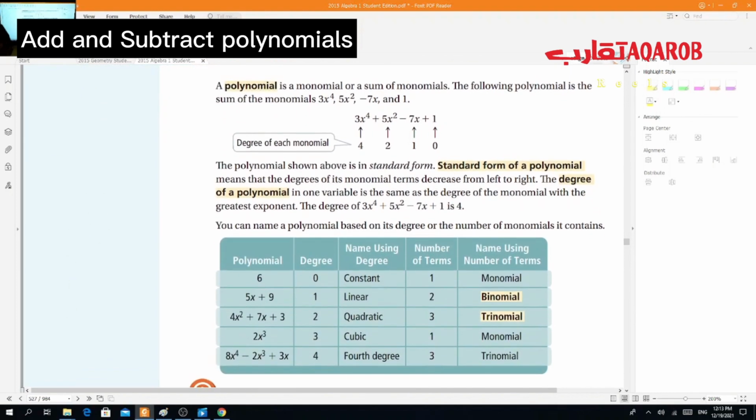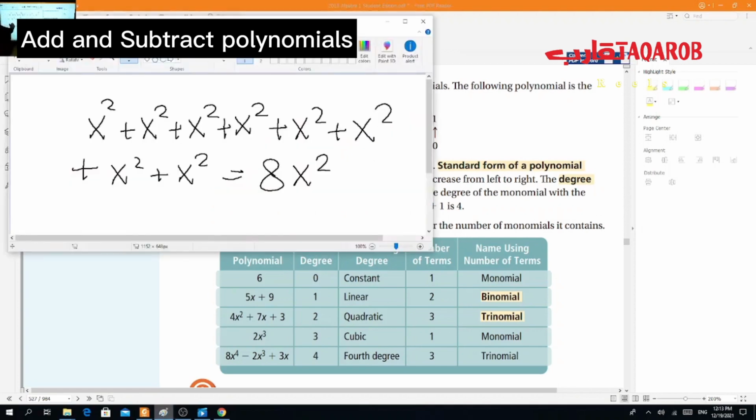Now, what's a polynomial? A polynomial could be a monomial or more than one monomial added or subtracted from each other. It could be one monomial, or it could be a sum of monomials, and you can see that they are separated by addition or subtraction. So if you see plus or minus between monomials, this is a polynomial.